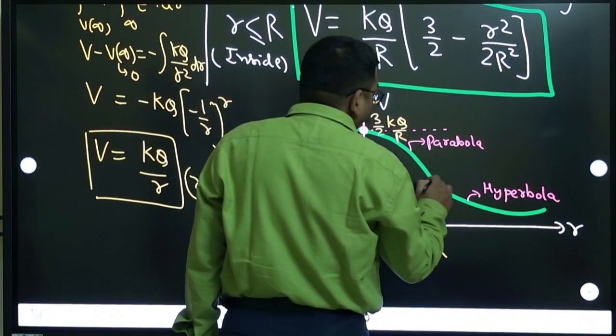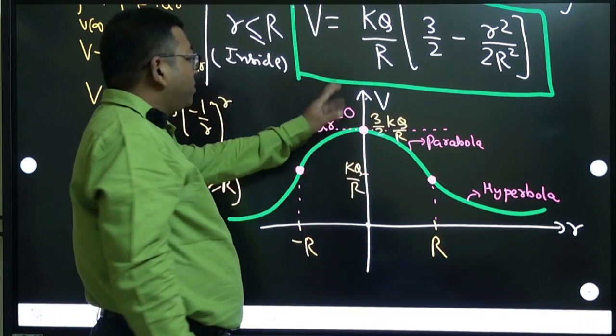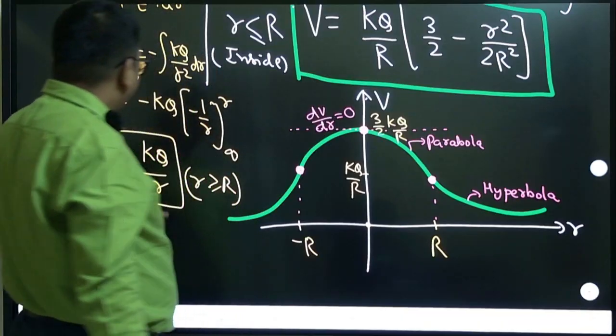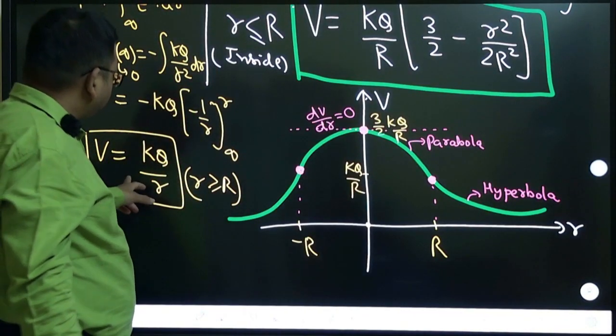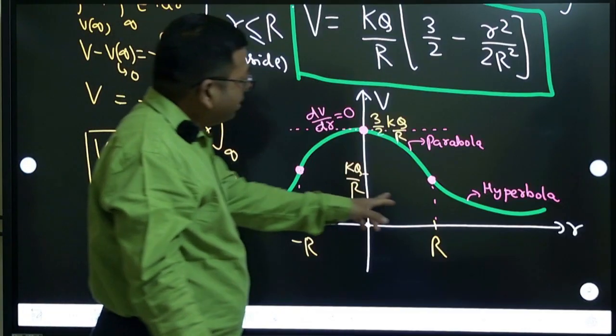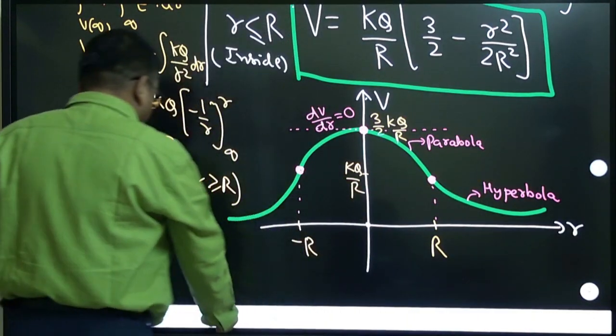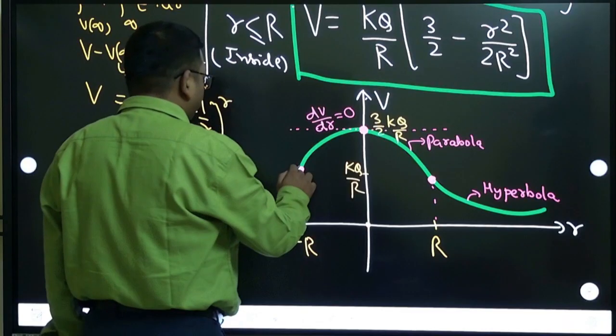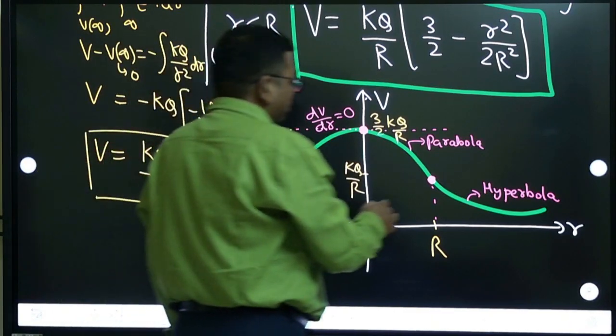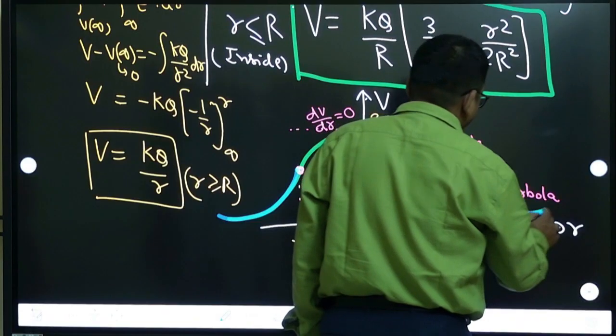Okay, very important graph. This formula you have to remember. This formula is for outside. That's why this V is 1 by R, and that 1 by R graph is for after the surface, this side. This is a hyperbola.